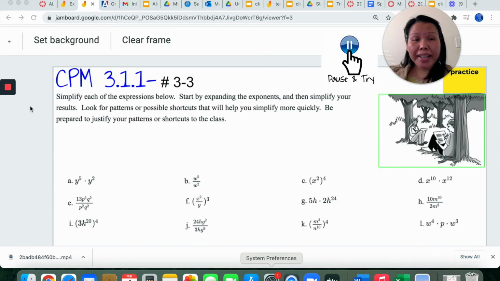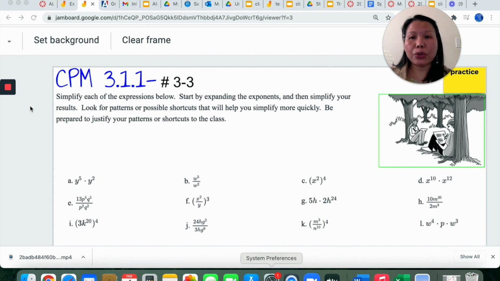On this one, I get the problem straight from your ebook, 3-3. And it comes from CPM 3.1.1. Simplify each of the expressions below. Start by expanding, which means we make it longer on the exponent, and then simplify your result. Look for patterns or possible shortcuts, which are properties of exponents, that will help you simplify more quickly. Be prepared to justify your patterns or shortcuts to the class.